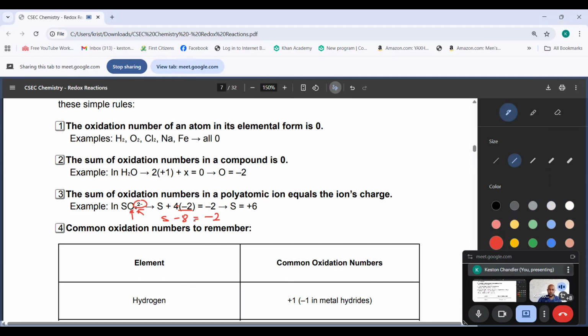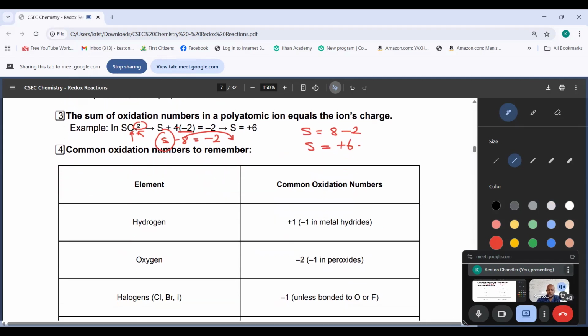Now the overall charge of this entire polyatomic ion is -2. It is not 0. So if I want to find out what sulfur is, then I have to move this -8 across here, just like in algebra. What we will get is 8, because it's -8 here, becoming +8, then -2. So sulfur is actually +6 in this polyatomic ion.